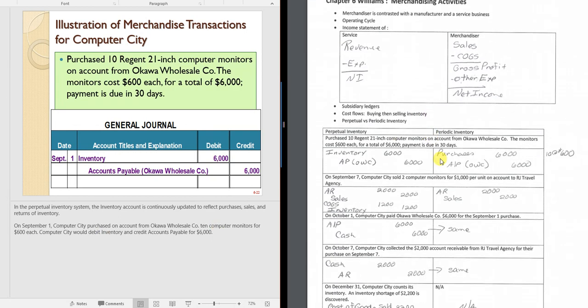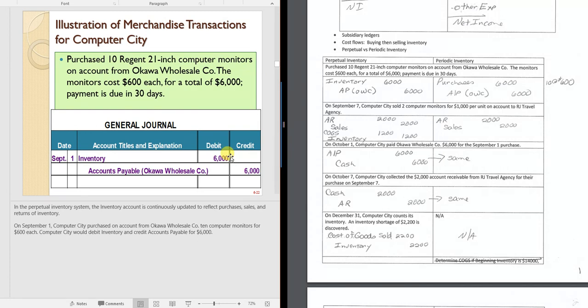Okay, so we're going to go through these, and I have 2 columns on this handout because I'm going to skip through the slides that do the periodic later because I want to do them side by side. So in a perpetual inventory system, we perpetually keep track of the inventory we have. So I'm going to have, when I purchased 10 21-inch computer monitors from Okawa Wholesale Company, the monitors cost $600 each, so 10 times 600 is 6,000, payment due in 30 days. Under the perpetual system, I put them in inventory, and then I actually have a subsidiary ledger for the 10 Regent 21-inch computer monitors to identify which ones they are, and I have accounts payable.